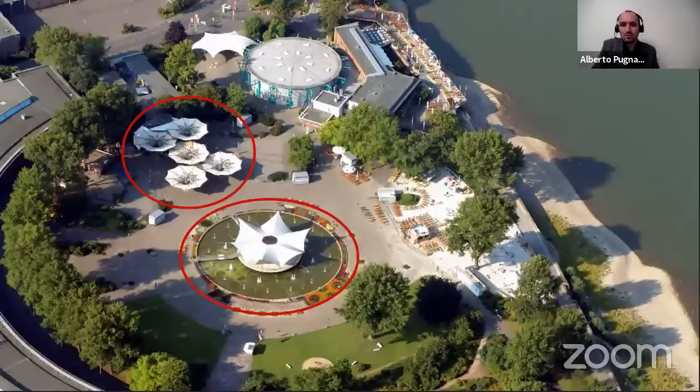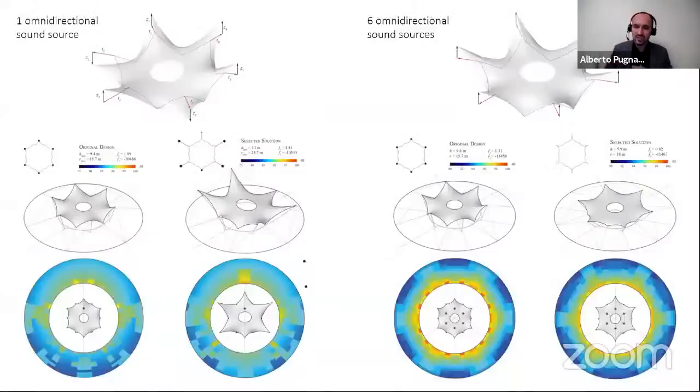So what I decided to do was to write an article and work on two iconic designs by Frei Otto. The first being the dance pavilion in Cologne, and the second, the set of umbrellas that were later added at the same site. So for this reinterpretation, which is an optimization process, I've considered two different scenarios for the dance pavilion. On the left here, you see that there is a single omnidirectional sound source on the dance floor, while on the right, there are 6 omnidirectional sound sources to preserve rotational symmetry.